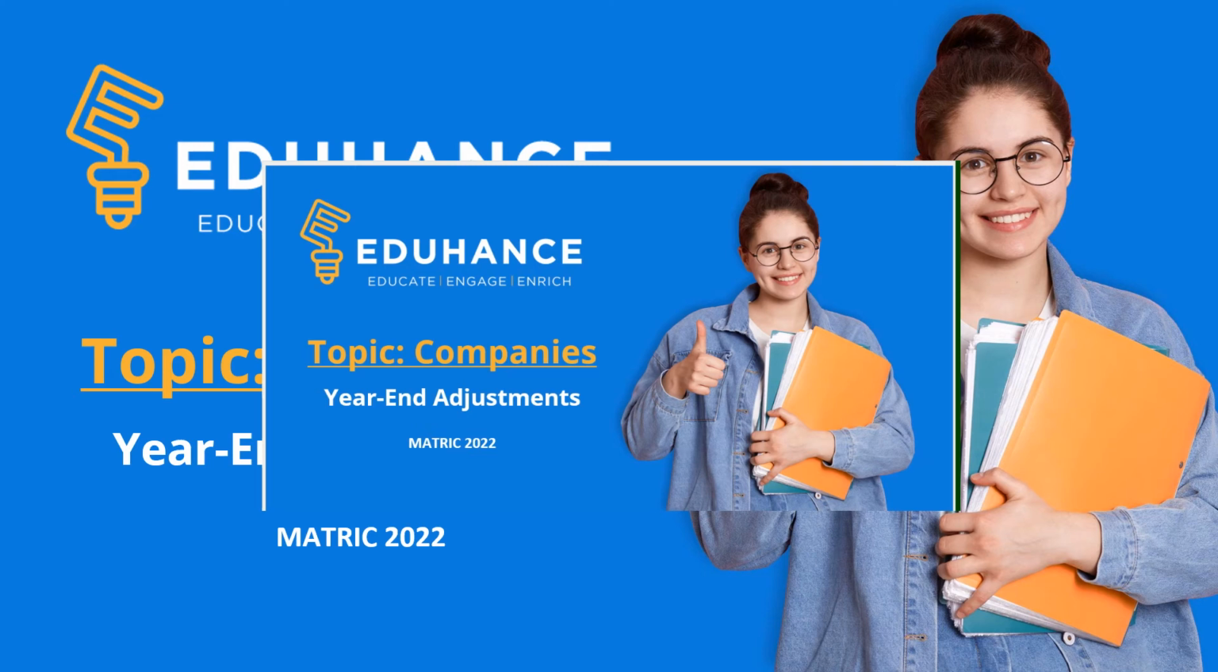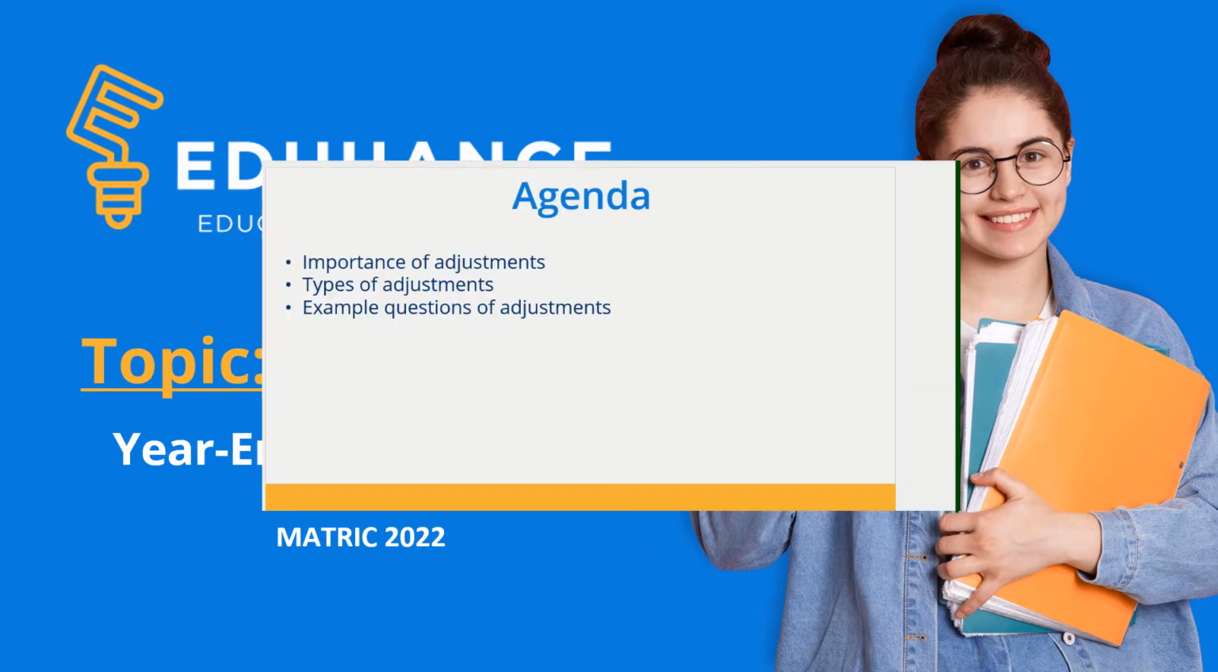Hello, and welcome to today's lesson that we cover under the topic of companies. Today we'll be focusing on some year-end adjustments and trying to understand some basic examples. We will first start with the importance of adjustments and then move on to types of adjustments we can expect to see, and thereafter ending off with some basic example questions of adjustments.